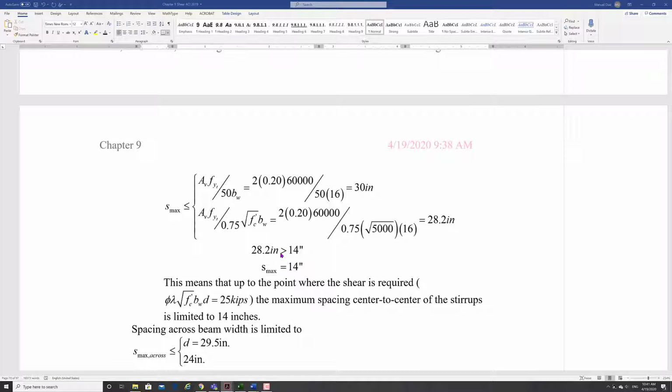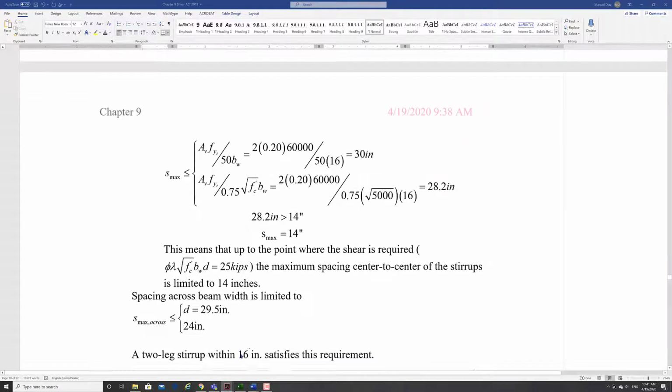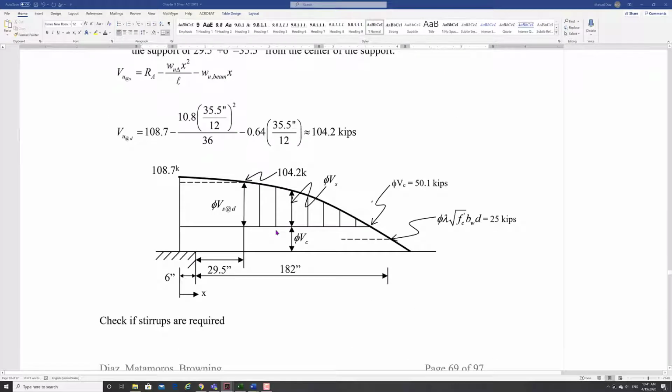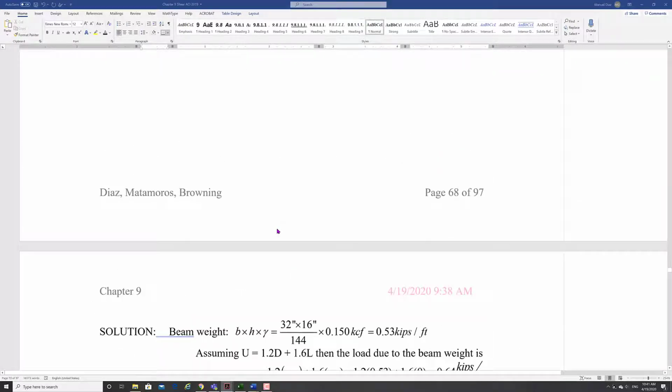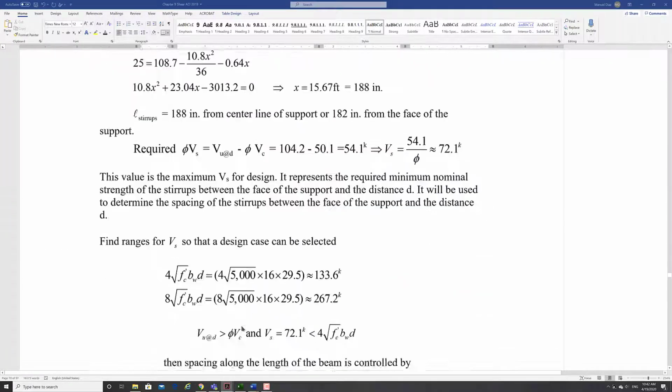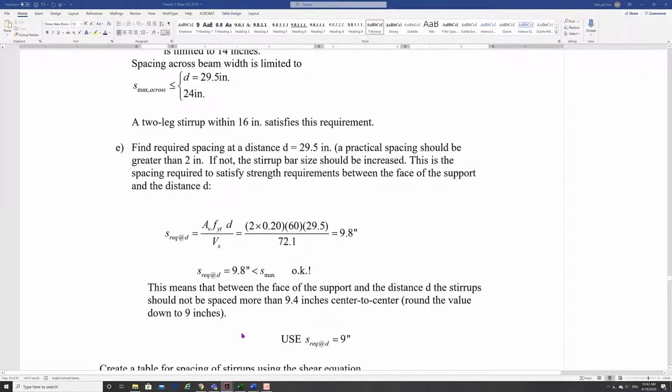Now the code requires that we check across. Across, you have to satisfy a value of 24 inches, but the width of the beam is already 14, so 2 legs will cover that distance. So we are good there. Oh, wait a minute. The beam is 16. I thought it was 14. Make sure. Yeah, 16. So the legs have to be spaced no more than 24, but this is 16, so definitely you satisfy that. So that is satisfied.